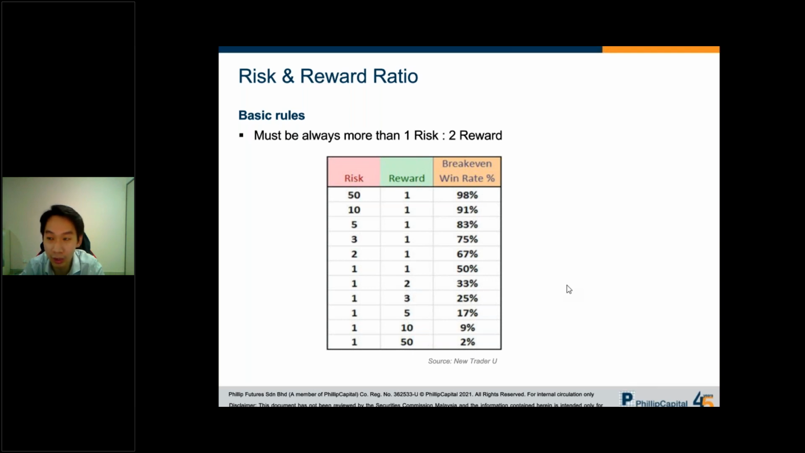Okay, so what is meant by a break-even win rate of 33%? Meaning to say 1/3 of the time. So out of 10 positions, out of 10 trades, you only need to win about 3 to 4 trades to be profitable.